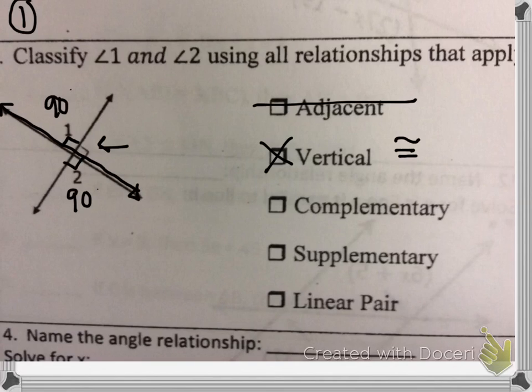So if I add the two angles together, they sum to 180. So that would be supplementary angles. Complementary would add to 90.